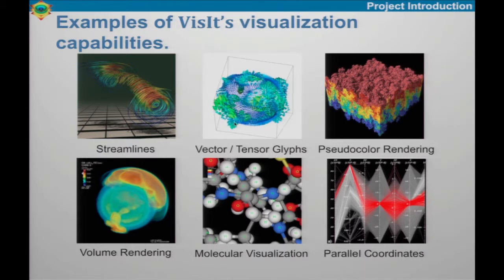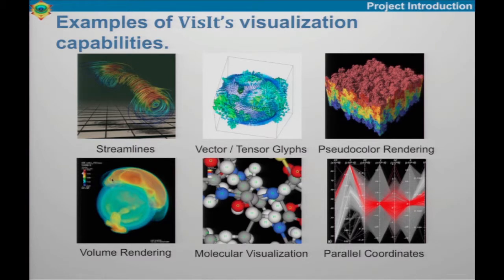Okay, so moving on to the next one, glyphing. So vector glyphs, tensor glyphs, Joe talked about that, and he said that VisIt and ParaView are good at those, and we are. Pseudo-color rendering, so we already talked about this picture, and the idea that you can take scalar fields and map them to colors, and so blue is, in this case, low density, and red is high density.